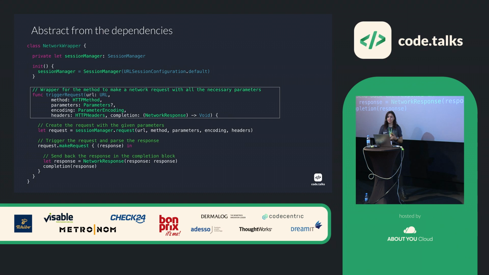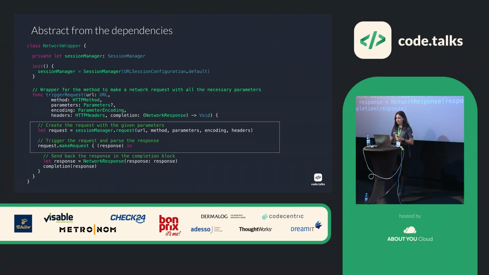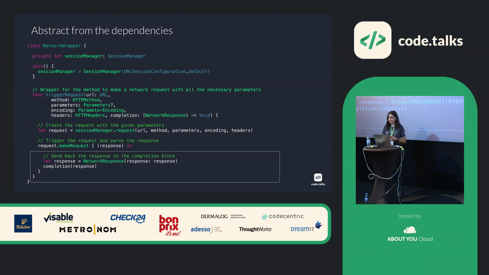Next would be to implement the wrapper method around the same, like the equivalent method in the framework. In this case, it has almost the same name with the same parameters. And what it does, it creates the request and triggers it. Super easy. Nothing really complicated.